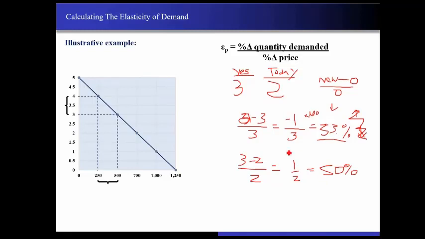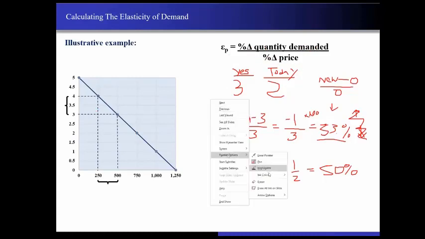So the key point here is when you're doing a percentage change, it matters what direction you're talking about. Okay. So the reason why I bring up percentage change here is because that's what we're using to calculate elasticity. The elasticity of demand is the ratio of the percentage change in the quantity demanded with respect to a percentage change in price. And so let me just clear this stuff here off.